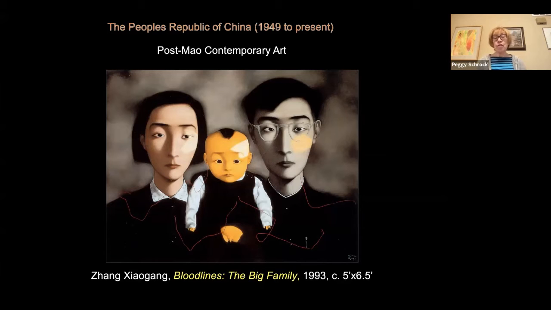Ai Weiwei is the most famous Chinese artist. He's constantly surveilled, followed. His studio's been destroyed. He's in prison a lot. And yet his art isn't nearly as political as many other artists who are not touched at all. And that's why it's tricky for artists.